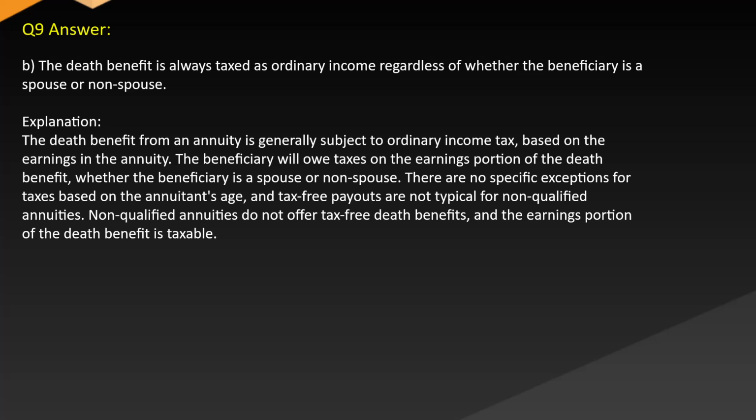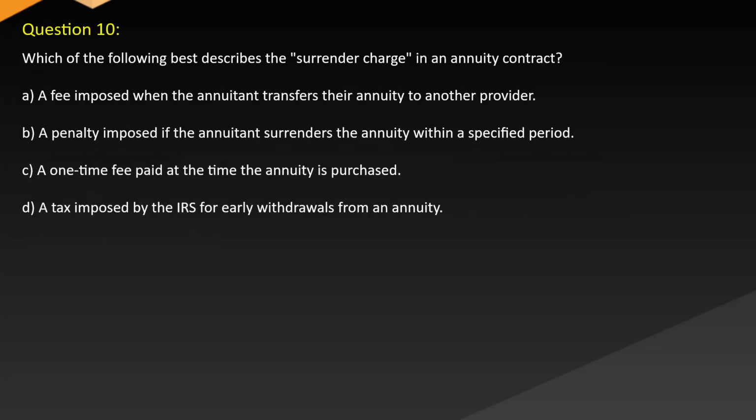The beneficiary will owe taxes on the earnings portion of the death benefit whether the beneficiary is a spouse or non-spouse. There are no specific exceptions for taxes based on the annuitant's age, and tax-free payouts are not typical for non-qualified annuities. Non-qualified annuities do not offer tax-free death benefits, and the earnings portion of the death benefit is taxable. Question 10. Which of the following best describes the surrender charge in an annuity contract?